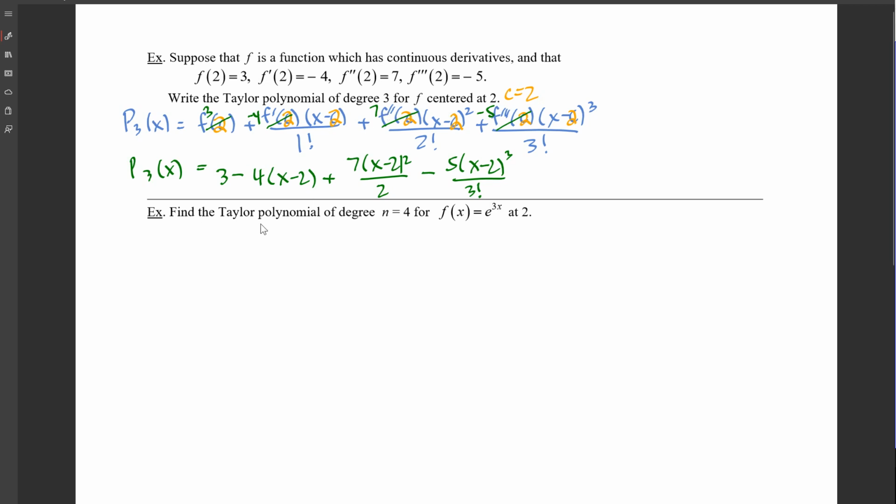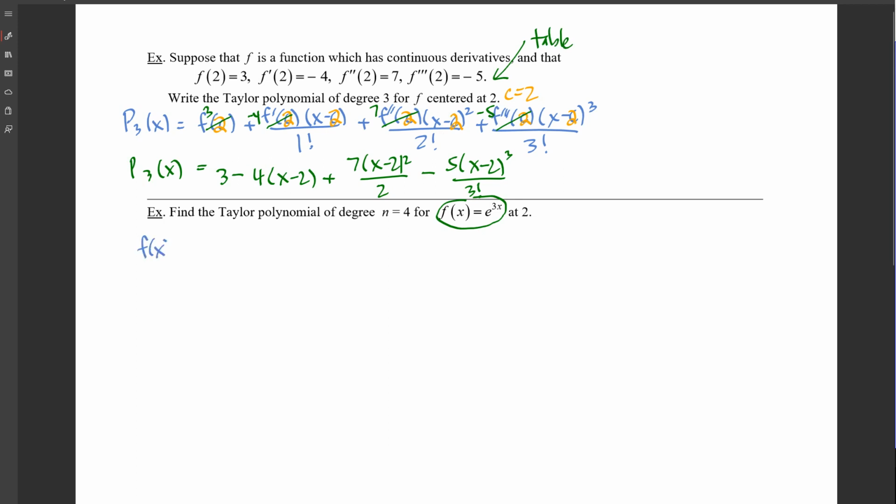All right, let's do the next problem. Find the Taylor polynomial of degree n equals 4 for f of x equals e to the 3x plus 2. All right, so when we're given the function, we make a little table, okay? The reason we make the table is so that we can get all of these derivatives. If we're given the derivatives, then in a sense, this table was already formed for us. So they pre-made the table here. But if we're not given the derivatives, we need to make the table to find these derivatives.